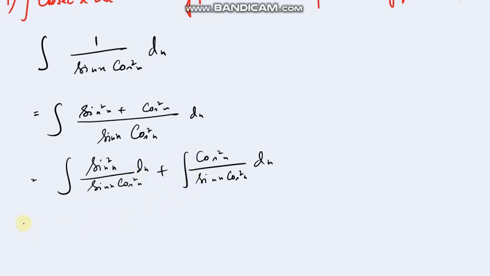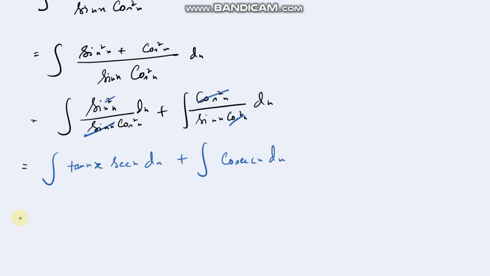I'm separating the integration. Now if I cancel out the sin and sin, this will be the integration of sin x by cos x, that will give us tan x, and 1 divided by cos x, that is giving us sec x dx, plus cos square x cancels out, so this will become the integration of cosec x dx. So we know the formula of integration of sec x tan x is sec x, plus integration of cosec x dx.